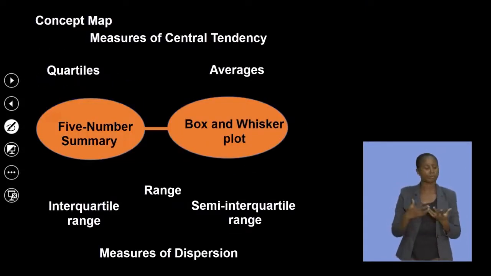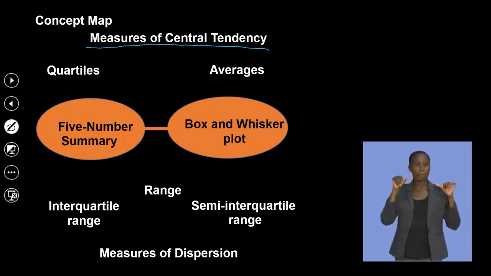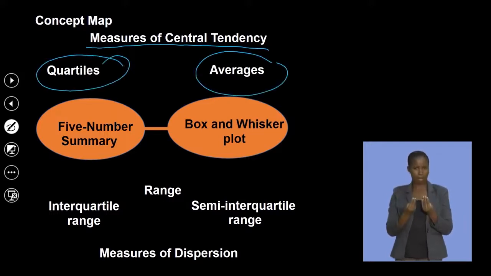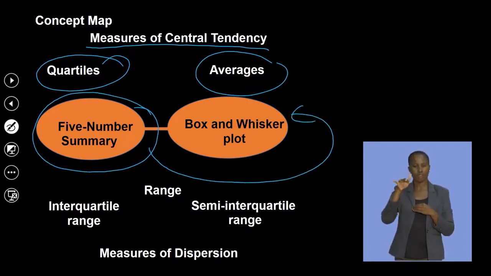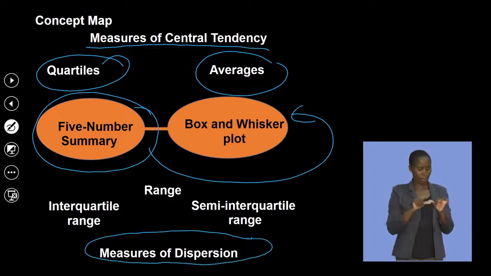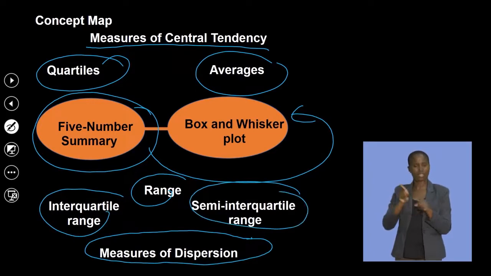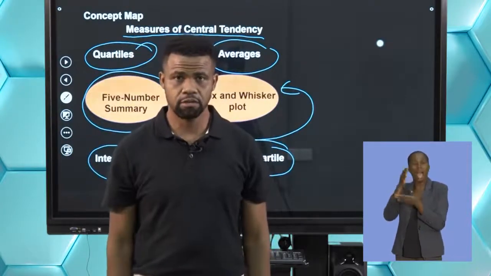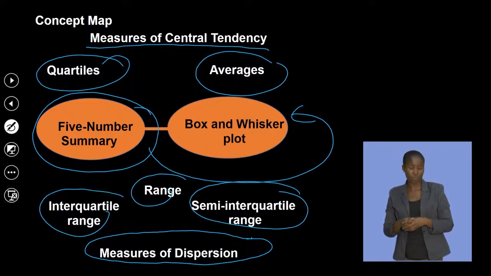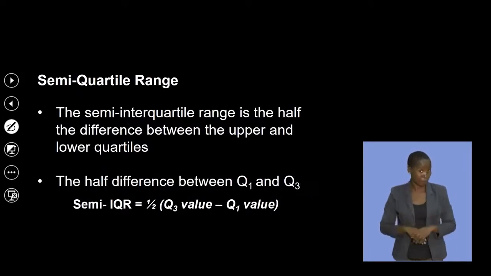So guys, what we looked at today: the measures of central tendency, talking about quartiles and averages. We looked at the 5-number summary, which goes to the whisker plot. Then the measures of dispersion: the interquartile range, the range, and the semi-interquartile range, which is half of the interquartile range. You do your Q3 minus Q1 divided by 2. Okay?